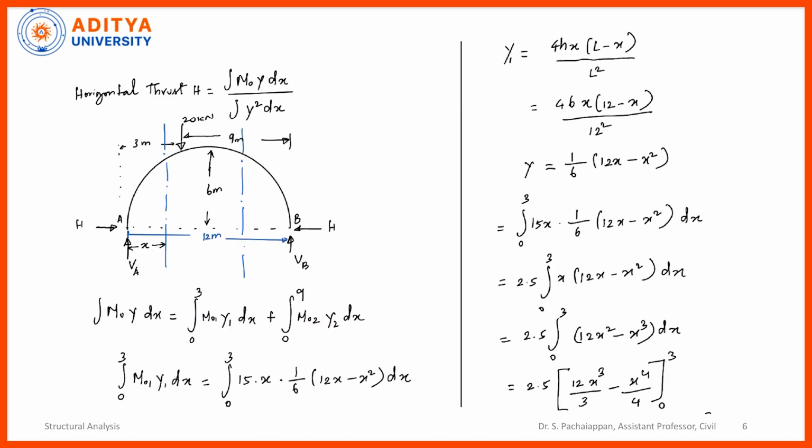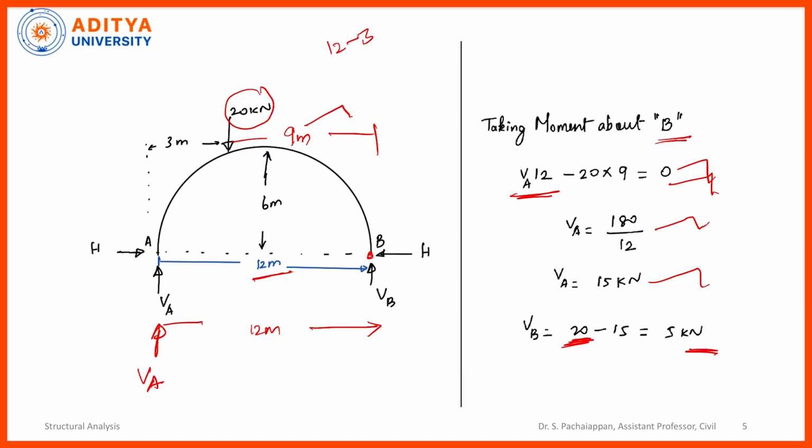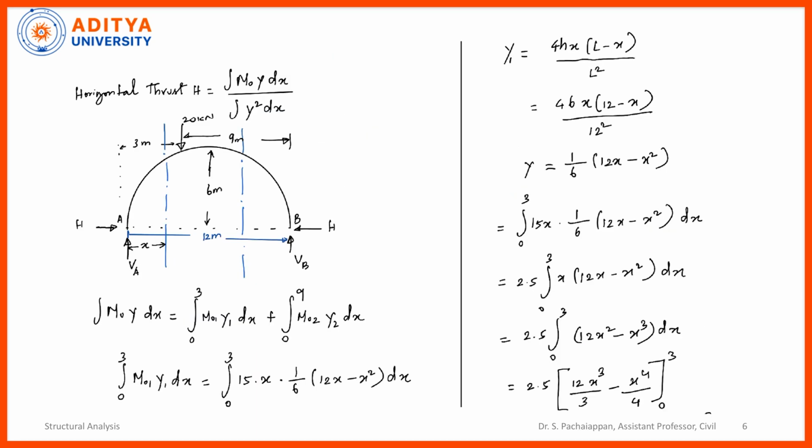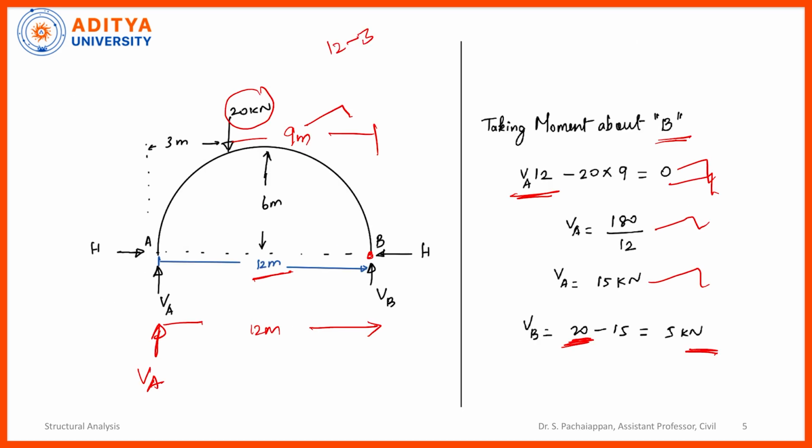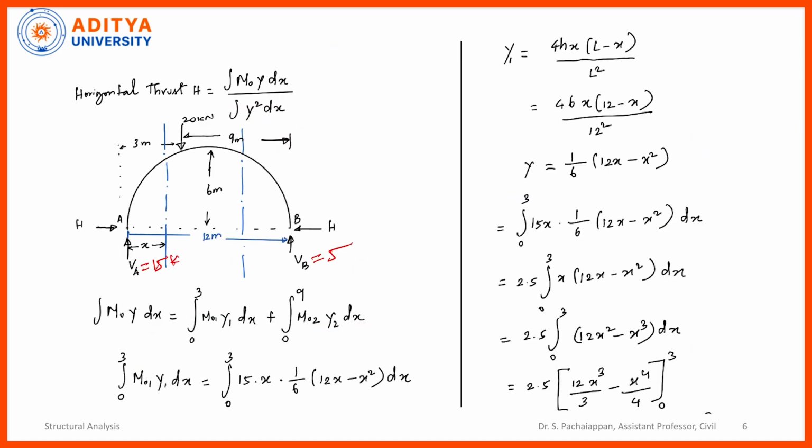Okay. Now we are going to calculate the horizontal thrust. We know the VA value and we know the VB value. So VA is 15, VB is 5 kilonewton. Let's mark it here. VA is 15 and VB is 5 kilonewton. Always don't forget to write the units. Now we are going to calculate the horizontal thrust, capital H.